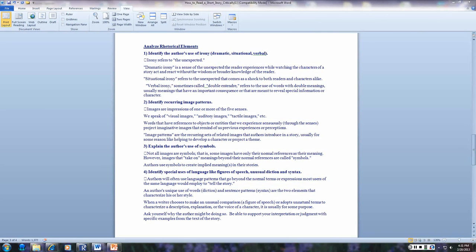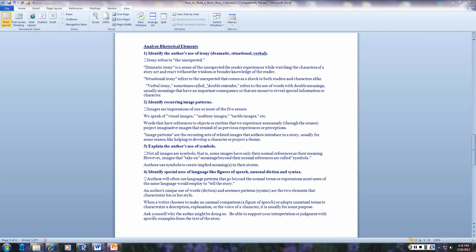And then there is verbal irony, when something means more than one thing, and it may reveal special information. So dramatic irony is when we see something unexpected happen to the character. Situational irony is when something unexpected happens to us and the character. And verbal irony is when the language sets up expectations that are fulfilled in unexpected ways.